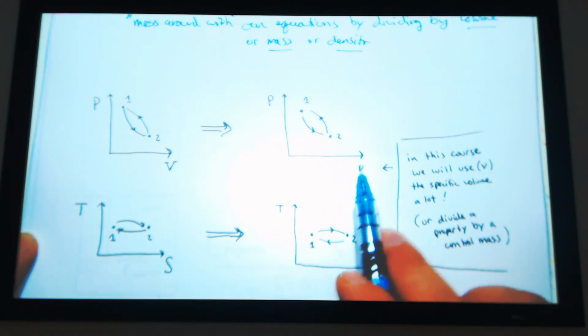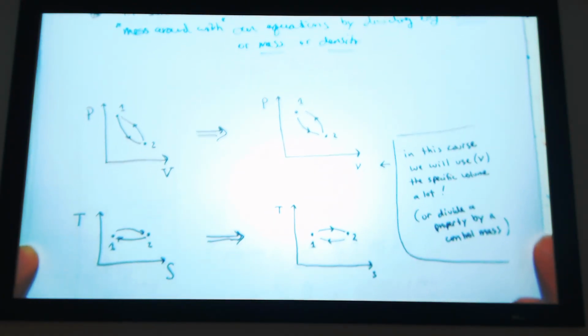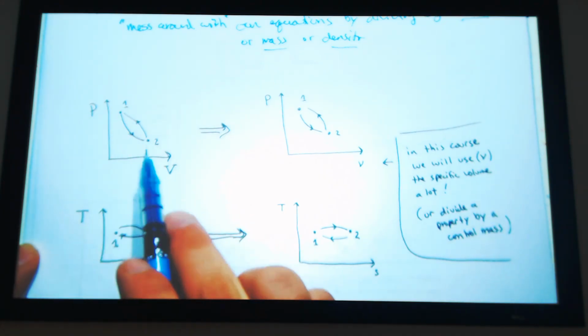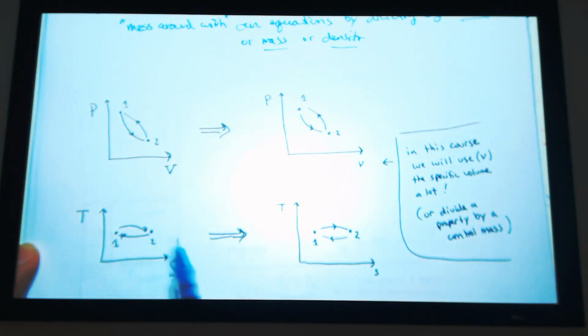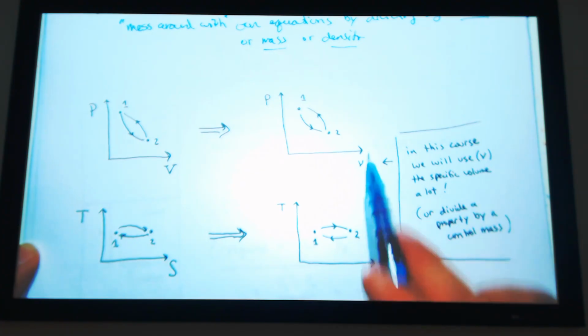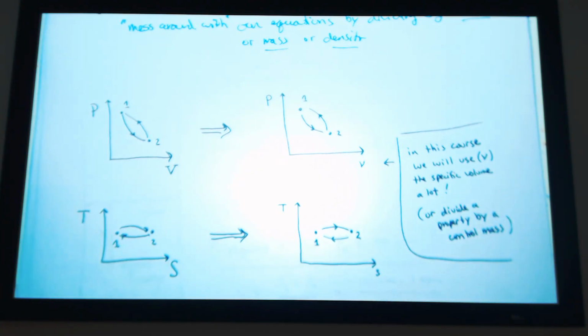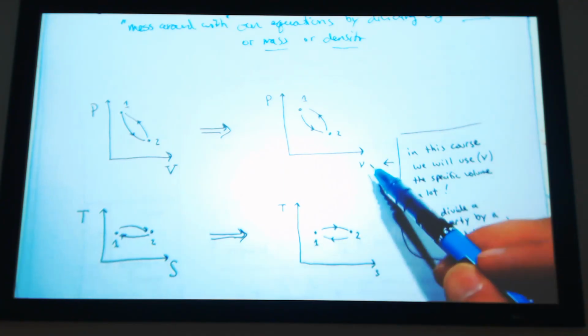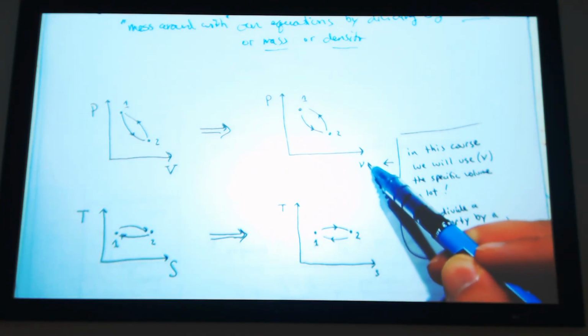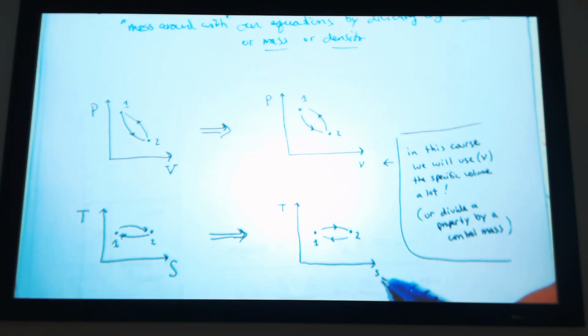PV to PV, TS, S1, S2, right? We go from these states, and we like to divide some of the extensive properties by mass or volume. I can't make a small p, pressure per unit mass. I can't do that. I can't say a temperature per unit mass. But I can say a volume per unit mass, specific volume. I can say an entropy per unit mass.